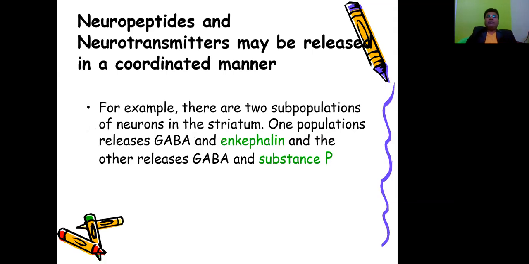For example, there are two subpopulations of neurons in the striatum. One population releases GABA and enkephalin, and the other releases GABA and substance P. So these neuropeptides and neurotransmitters may be released in a coordinated fashion, like the two subpopulations of neurons present in the striatum: one releases GABA and enkephalins, and the other releases GABA and substance P.